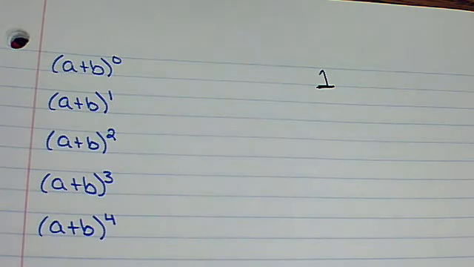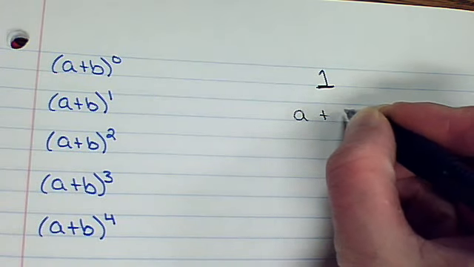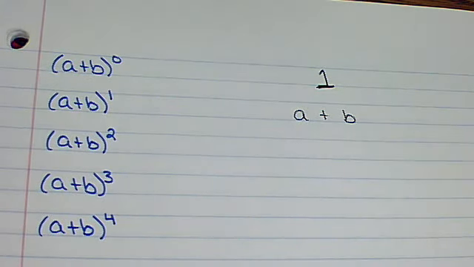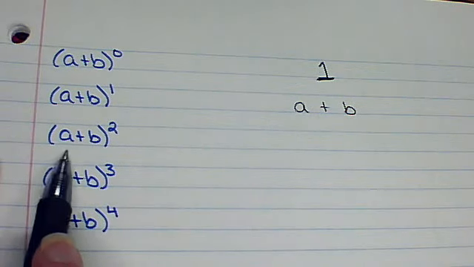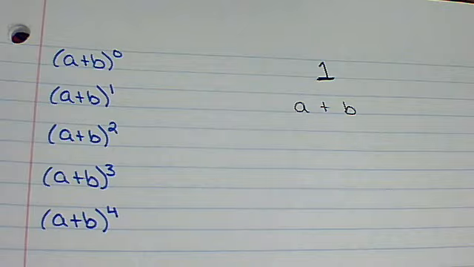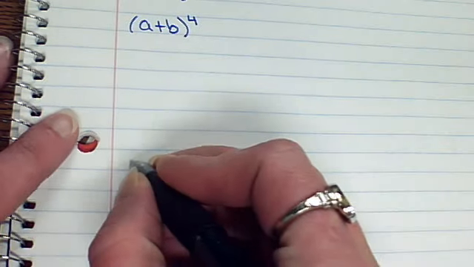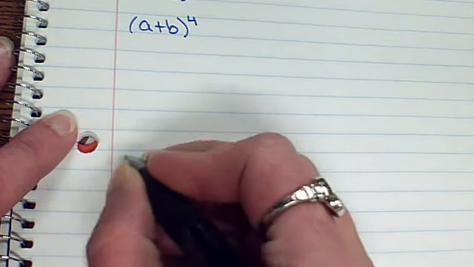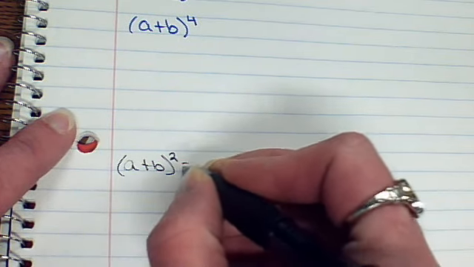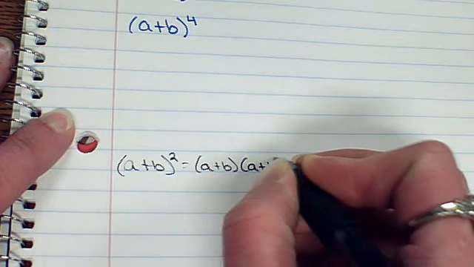Next one, a plus b to the 1. Anything to the 1 power is itself, so that is just a plus b. Now, a plus b squared. If you're having trouble remembering that one, let's come off to the side and multiply it out. So I'm going to come down here and look at a plus b squared. Now remember, that means a plus b times a plus b.